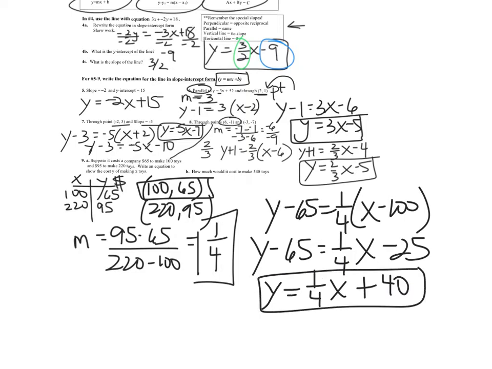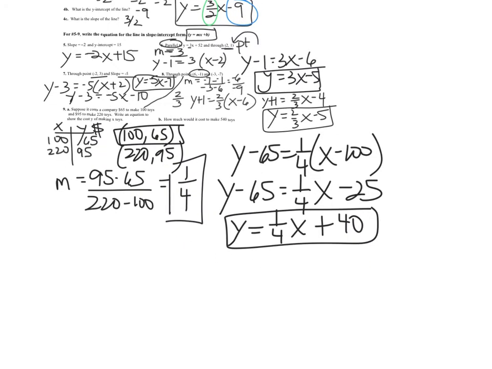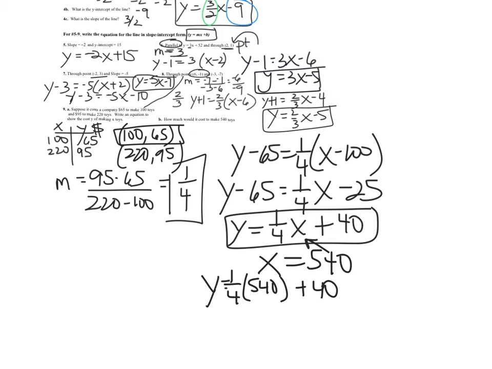And now part B says, how much would it cost to make 540 toys? So you're going to take x equals 540. You're going to plug that in and find out what y is. So when you plug in 540, you get 1/4 times 540 plus 40. And then you work that out, and you get that to make 540 toys, it's going to cost you $175.